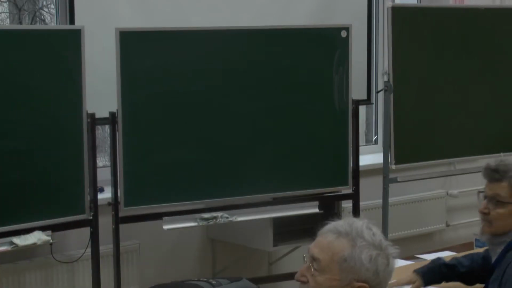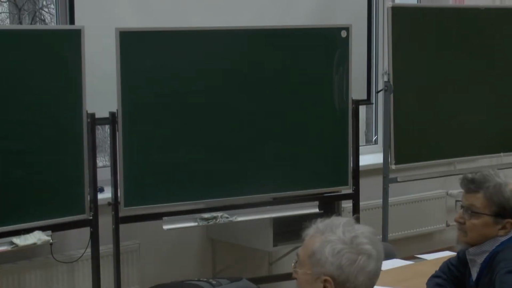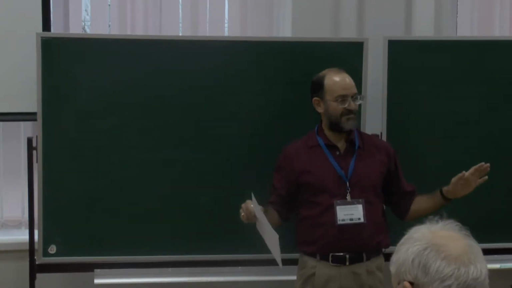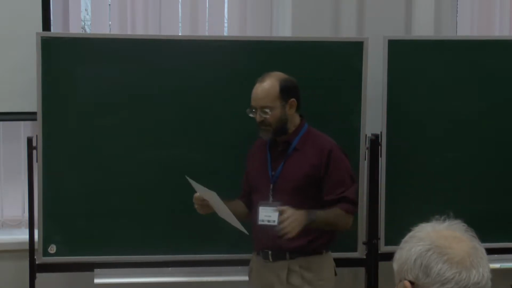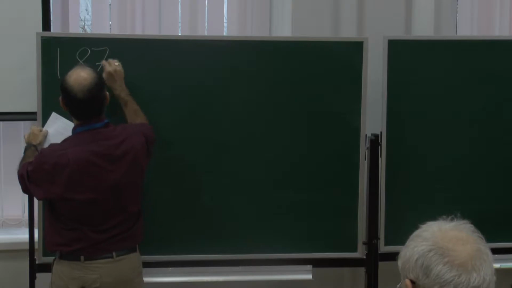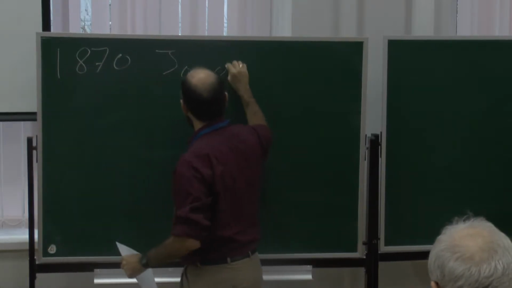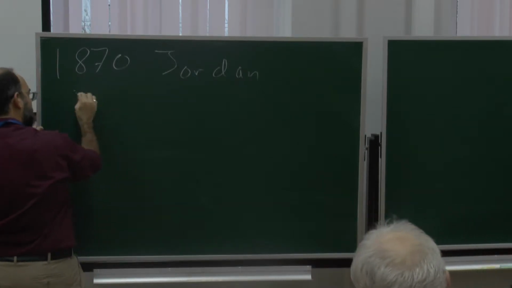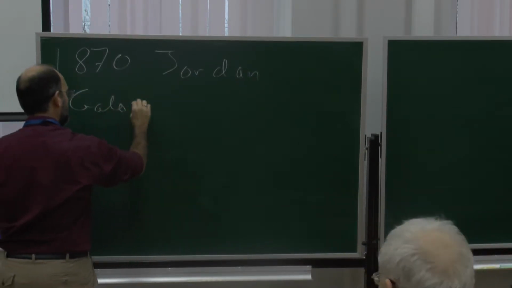Let me get to some math. So, we all know that a Galois group is the symmetry group of a field extension. That's how we learned it. That's what they're defined to be. What's interesting is that already in 1870, Jordan explained the Galois groups.